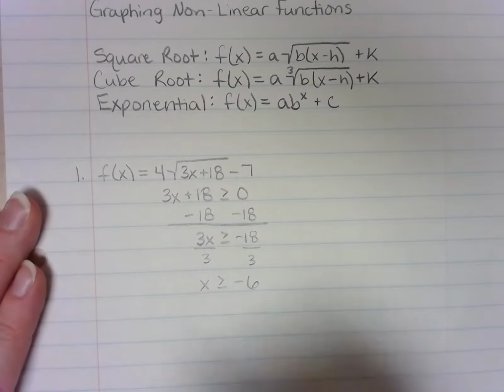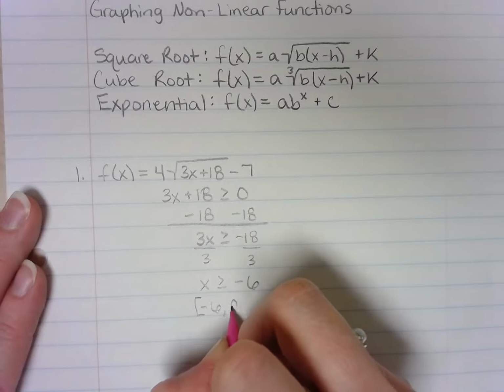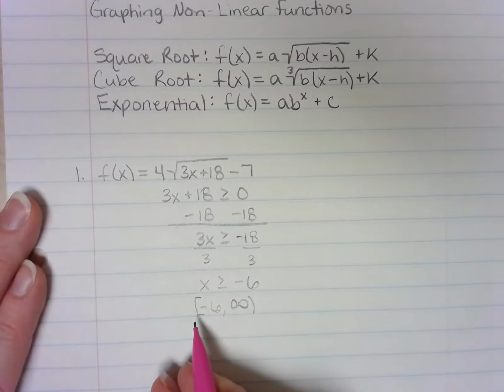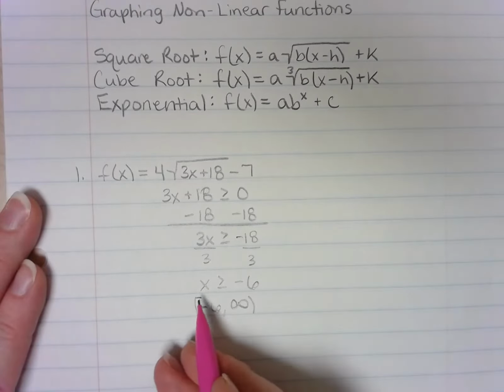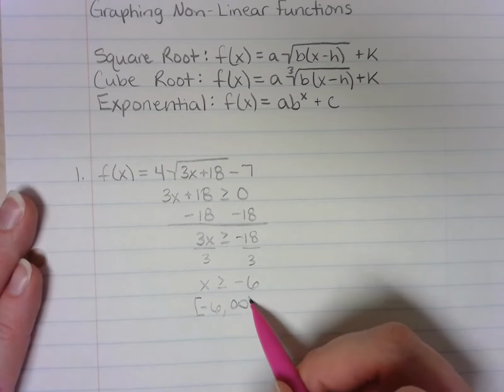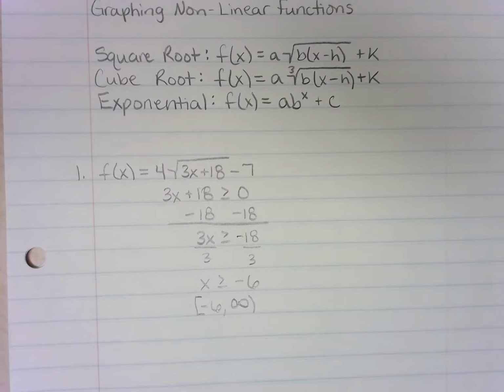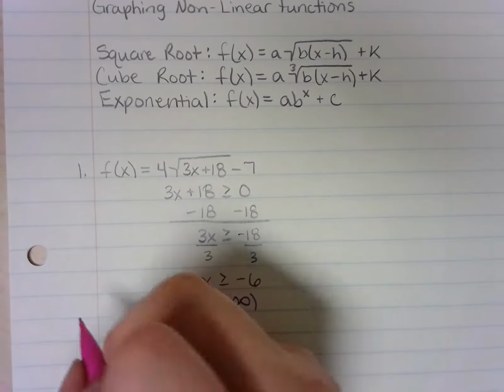We can write that domain as negative 6 to infinity. Because it says it's equal to negative 6, we would include a bracket. Infinity would only ever have a parenthesis. This is called interval notation for the domain.